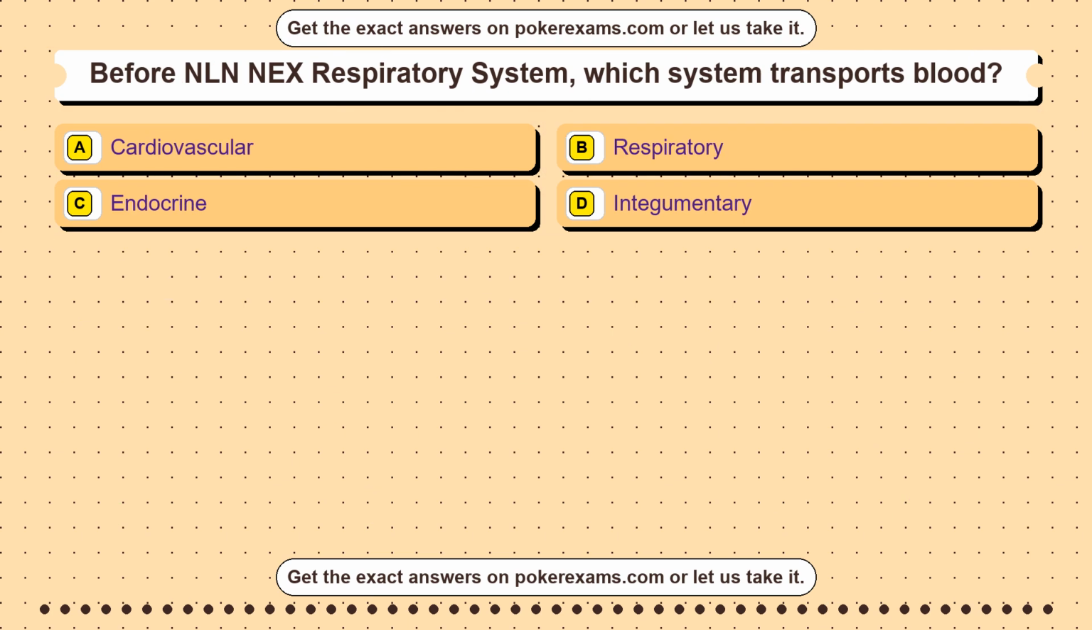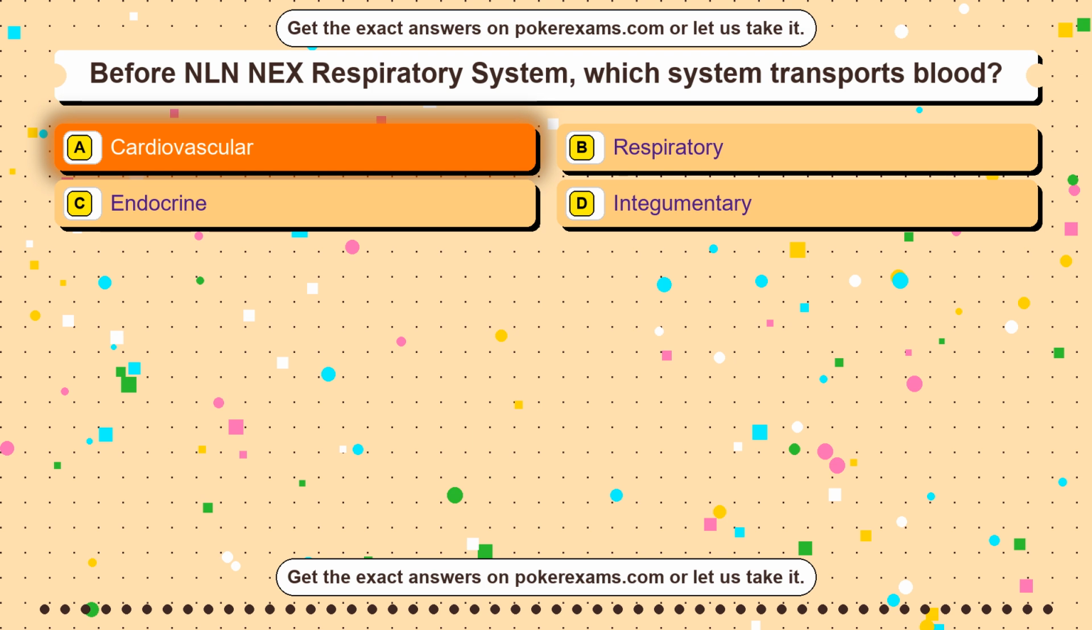Question 25. Before GED reading comprehension practice, which process do plants use to make glucose? Option A, photosynthesis. Option B, respiration only. Option C, erosion. Option D, condensation. The correct answer is option A.